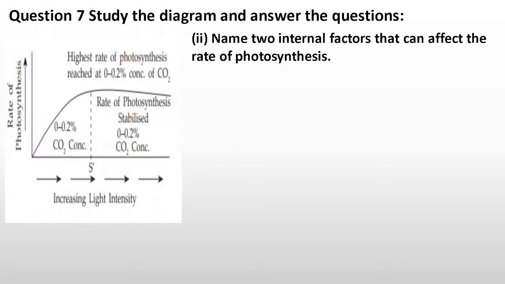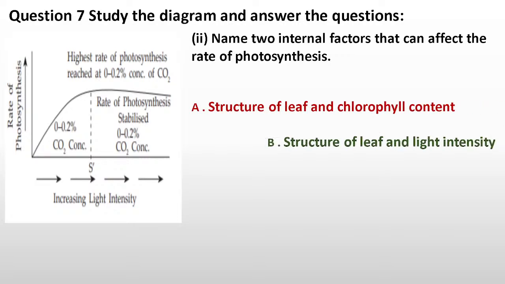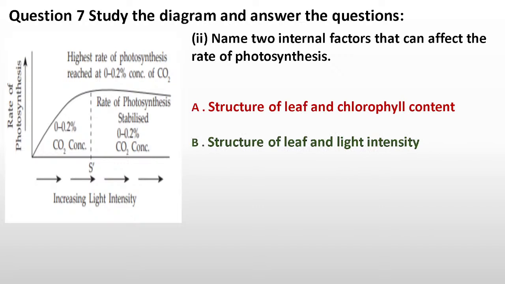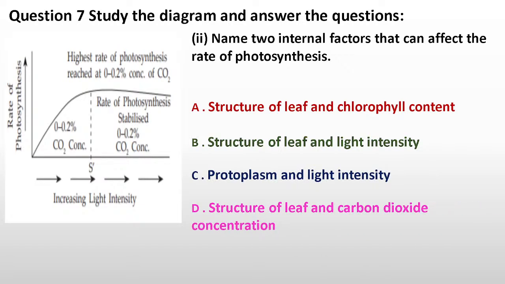Name two internal factors that can affect the rate of photosynthesis. A. Structure of leaf and chlorophyll content. B. Structure of leaf and light intensity. C. Protoplasm and light intensity. D. Structure of leaf and carbon dioxide concentration. You have been asked about the internal factors that affect the rate of photosynthesis.